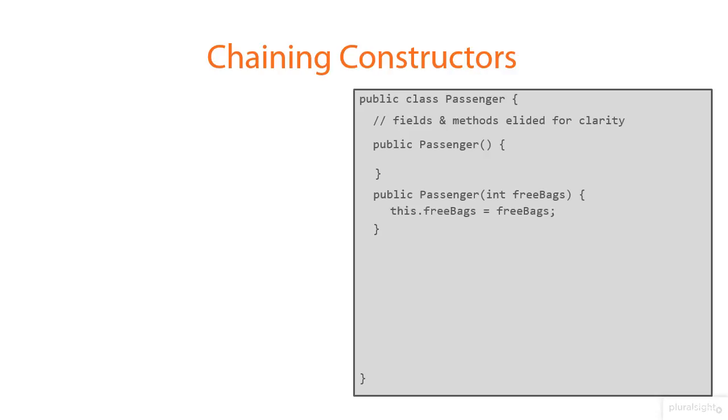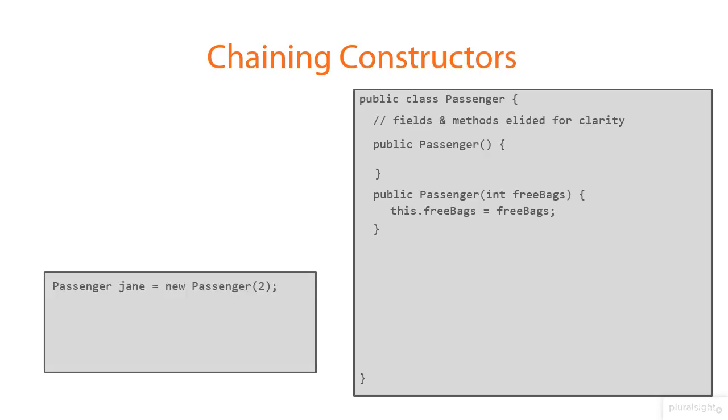And of course, that allows us to go out here and do something like create a reference called Jane to a new passenger. And when we create it, we say that Jane's allowed to have 2 free bags. And then we can call that method set checked bags to set how many bags she's checked. Now, if we find this is a scenario that comes up a lot, where we create a passenger who has a number of free bags and a number of checked bags, it might make sense to introduce another constructor that allows us to combine those operations.